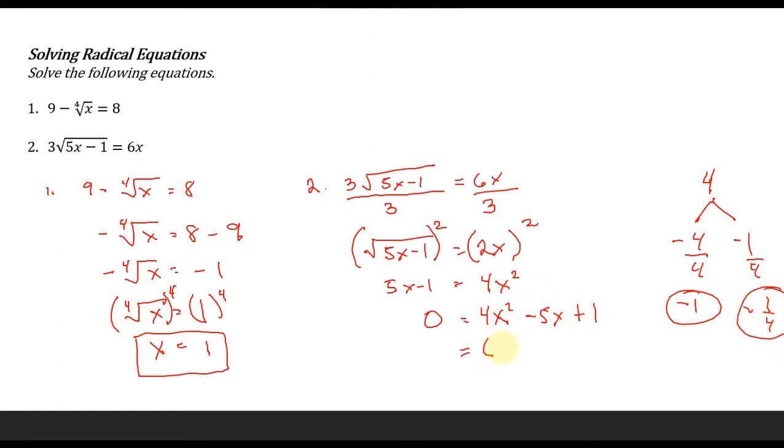So this is going to be x minus 1. Then the other one is, oh sorry, x minus 1/4. Using zero product property, the value of x here is x equals 1. Then the other one is x equals 1/4.